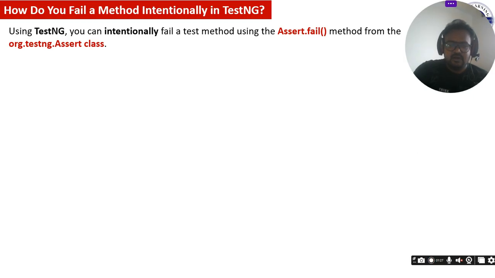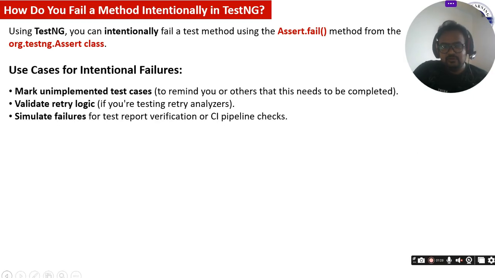Now, as I told you, why do we need to intentionally fail? There are a couple of use cases. If you want to mark an unimplemented test case, to remind yourself that this test case has not been done, you intentionally fail it. So I come to know that I have to put the implementation in that test case. Certain things you can mark as failed, so it gives you a reminder.